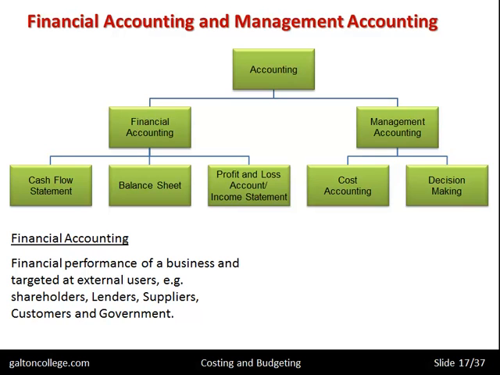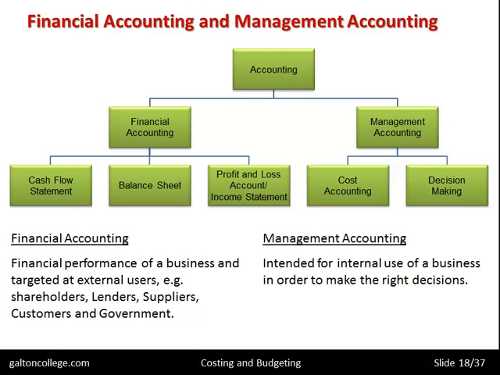So financial accounting is to deal with the financial performance of a business, and it's targeted at external users, for example, shareholders, lenders, suppliers, customers, and the government. Those would be some examples of outside agencies who would have an interest in a business. And management accounting is more for internal use of a business to make the right decisions.